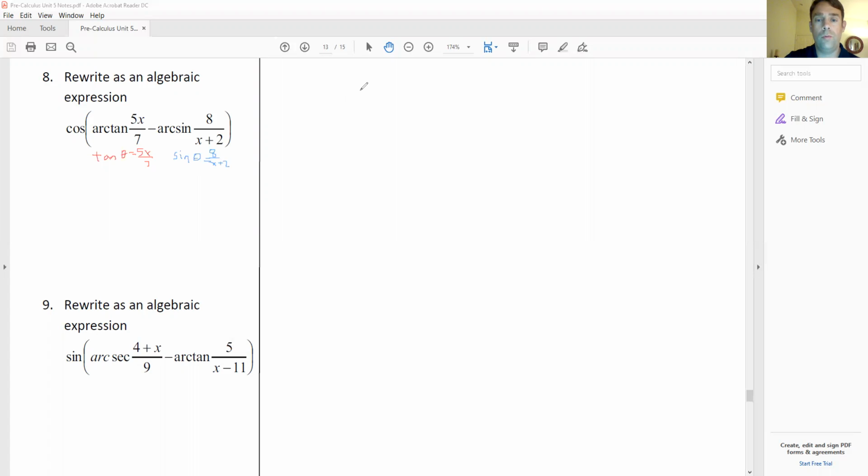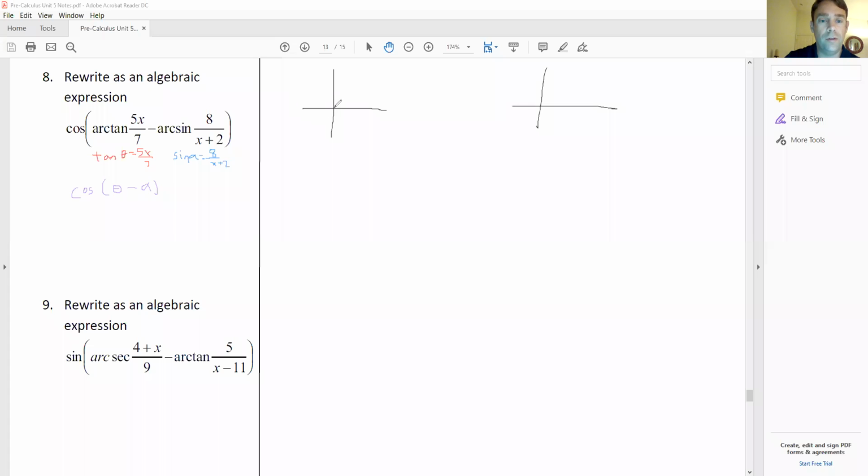So when I substitute my theta in for arctan, that shouldn't have been theta, I should use alpha. Let's use alpha for that. When I substitute my alpha in, I get cosine of theta, which is arctan, minus alpha, which is the arcsine. So it's still just a sum and difference. I just have to deal with my arc trig to begin with. And remember, for these ones, we always put our arc trig in the numerator.